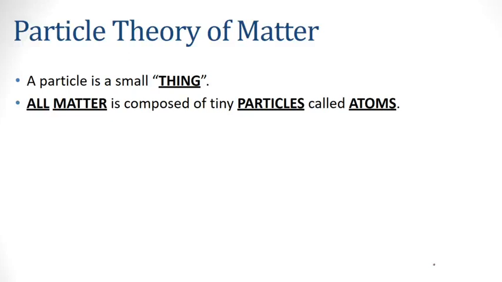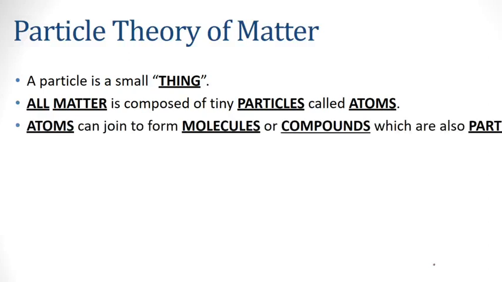When we talk about things in the real world, we talk about things all the time. But in chemistry, the things we're talking about are super small, so we call those particles. Everything in the universe is made of these tiny particles, and we call those atoms. Nothing crazy there. If we put atoms together, 2 or more atoms will make a molecule. If they're different, we can call it a compound.